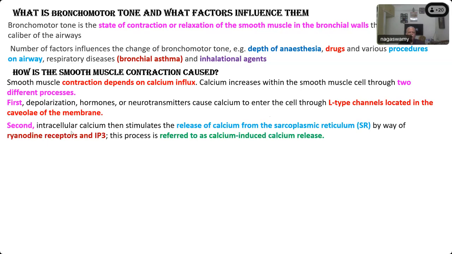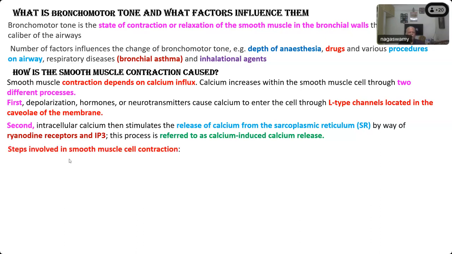The second process is that intracellularly there is a storage of calcium in the sarcoplasmic reticulum. This is a bag which contains calcium. Once the extracellular calcium enters through the L-type channel, this calcium will cause a release of the stored calcium from the sarcoplasmic reticulum into the cytoplasm, and this is called calcium-induced calcium release. So this is the second mechanism by which intracellular calcium levels go up. What happens after the level of calcium goes up in the cytoplasm of the smooth muscle? It initiates action potentials. Very good.